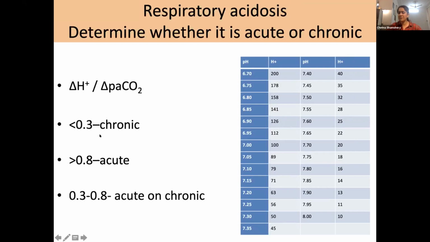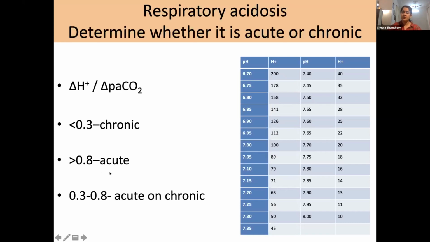If the change is very minimal, the pH is not getting affected much. The CO2 has gone up significantly, but the H ions, the pH, has not changed much. So that means it's a chronic condition. A patient has long-standing asthma. Obviously, his CO2 is going to be high, but his body has already compensated for it, and so the pH may not be so much deranged.